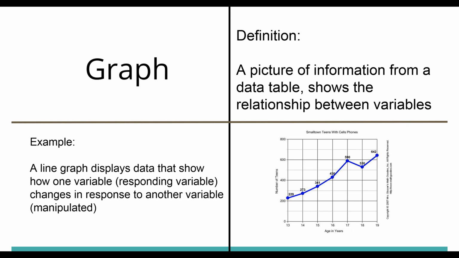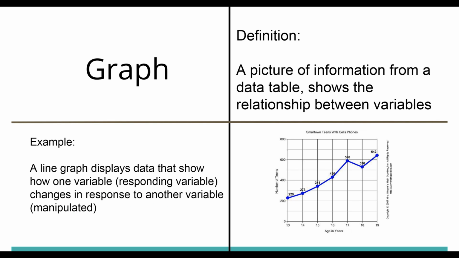So what this is really talking about is that a graph is a graphic or a picture of the information we have in a data table. And we've used data tables, we record information, and it shows the relationship between variables. So let me show you what that means. If we look at an example here, a line graph displays data that show how one variable, our responding variable, changes in response to another variable, the manipulated.